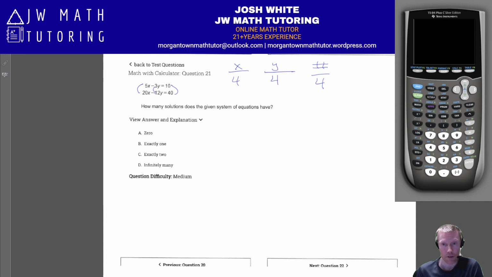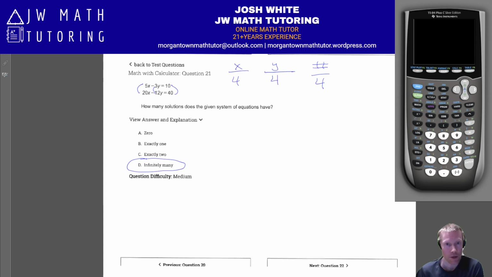That means that the system of equations will have an infinite number of solutions. Really what it means is these two lines here are the same exact line. So if you went ahead and put them into slope-intercept form, you would notice they each have the same slope and they each also have the same y-intercept.